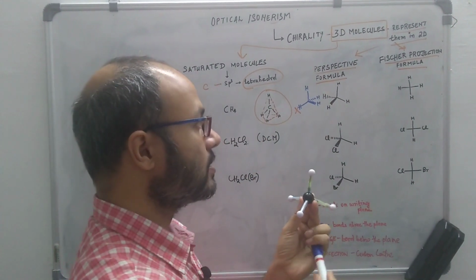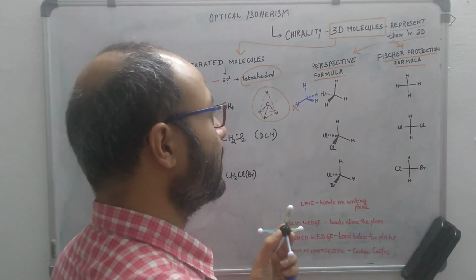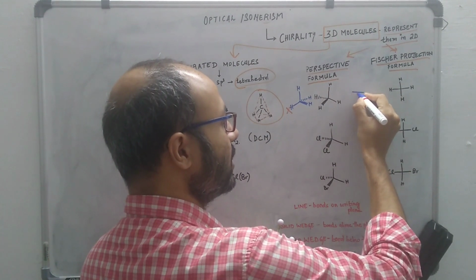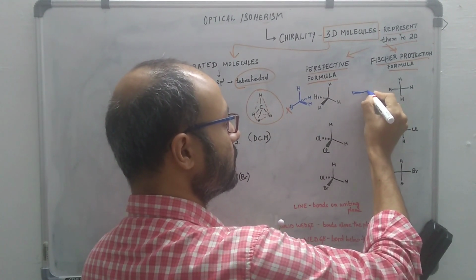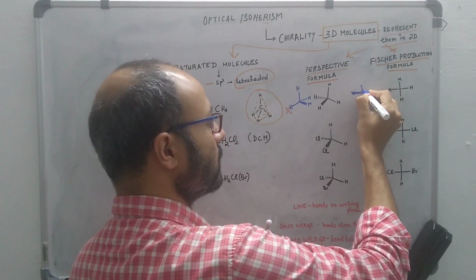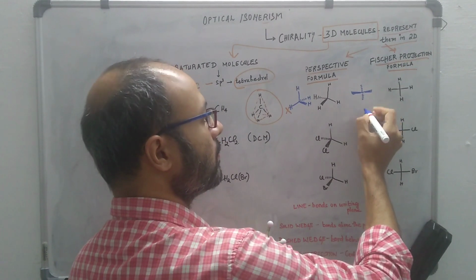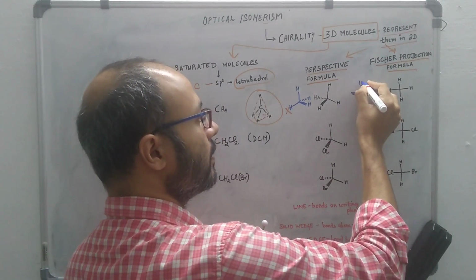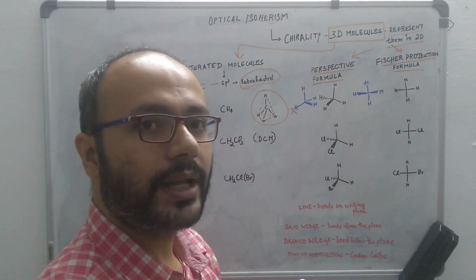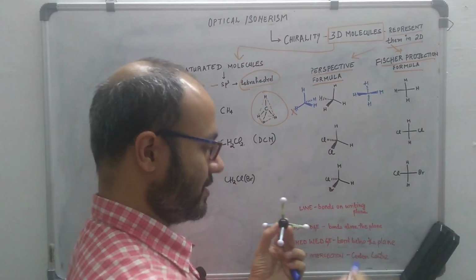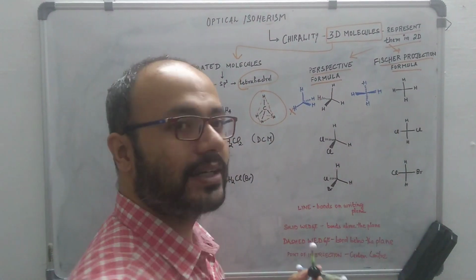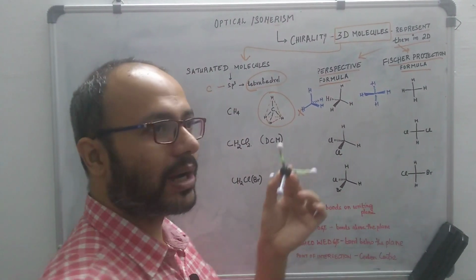Another way of representing using these lines and wedges is if I represent my molecule something like this. Now here I did not use any lines. Only what I have used is the solid wedge and the dash wedge. Can you visualize now how this 3D dimension should be looking like?